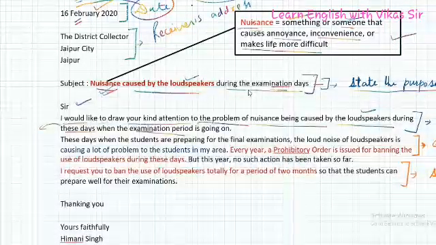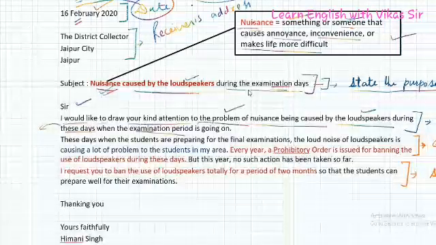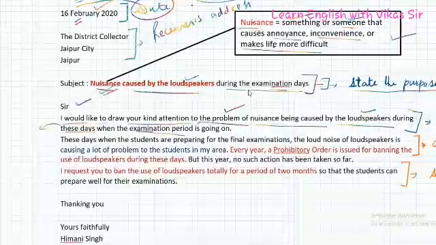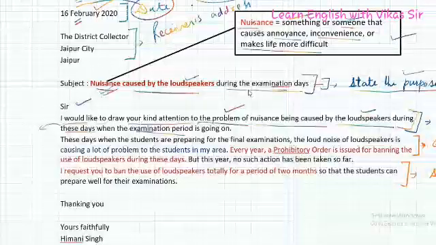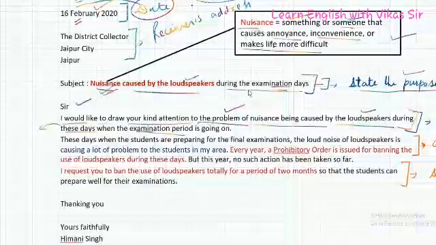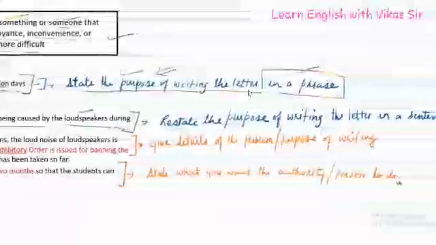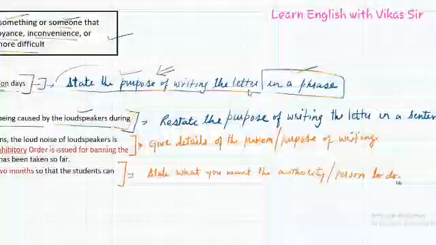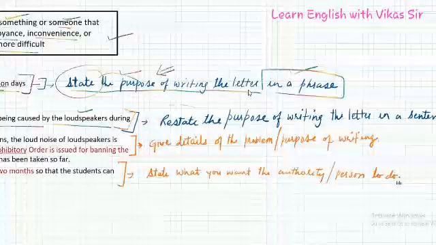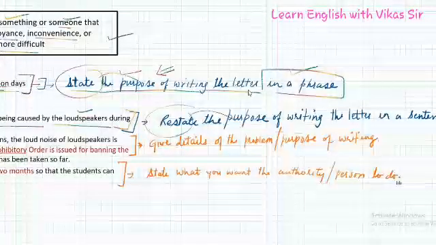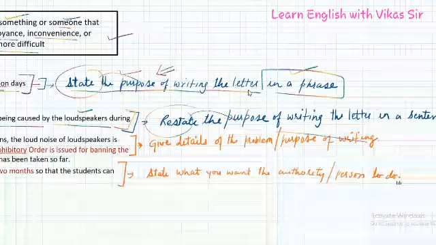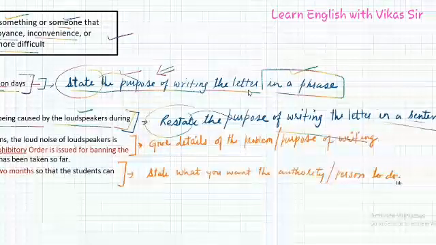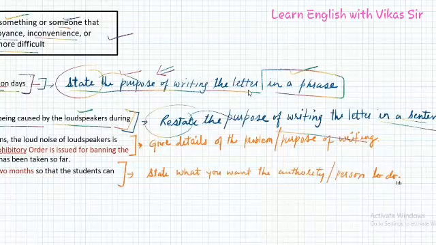So what we did in these two lines, we repeated what we wrote in the subject. Again we wrote the same thing, but this time we wrote it in a sentence. As I told you, state the purpose, right? Again restate the purpose of writing the letter in a sentence. This time we are writing this in a sentence, not in a phrase.